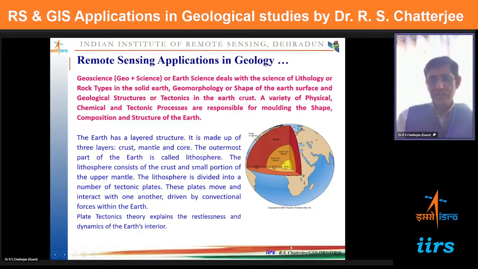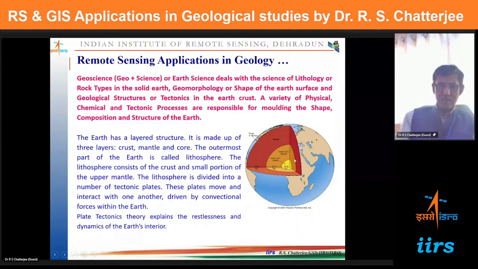And if you see the illustration on the right side, you see that the earth has essentially a layered structure. We know that. It is made up of 3 major layers. The upper one is the crust, then comes the mantle, and the lower one is the core. There are subdivisions like upper crust, lower crust, upper mantle, lower mantle, upper core, lower core. I'm not going into those details.